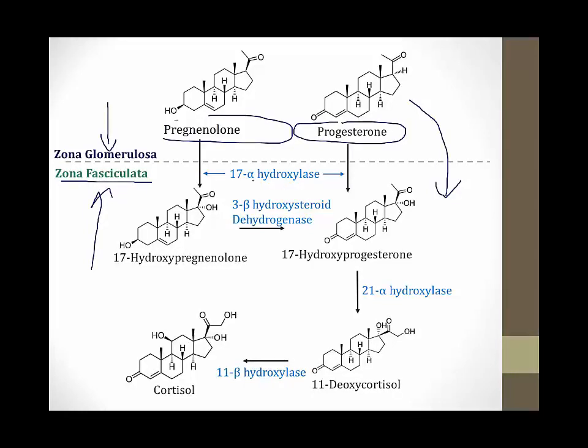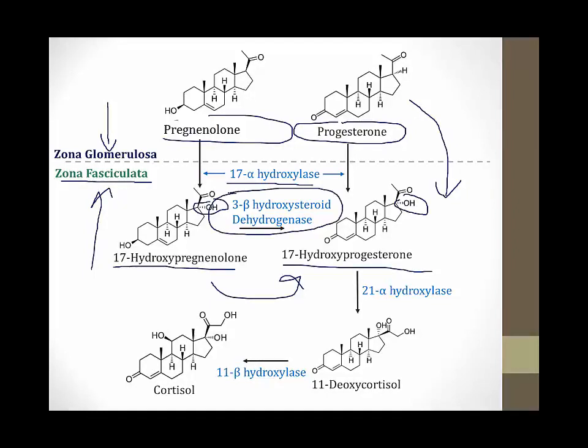The first enzyme in this process is 17-alpha hydroxylase. It adds a hydroxyl group to the 17 carbon as shown here and here. This creates two molecules. One is called 17-hydroxypregnenolone. The other is called 17-hydroxyprogesterone. And 17-hydroxypregnenolone can also be converted to 17-hydroxyprogesterone by an enzyme called 3-beta-hydroxysteroid dehydrogenase.